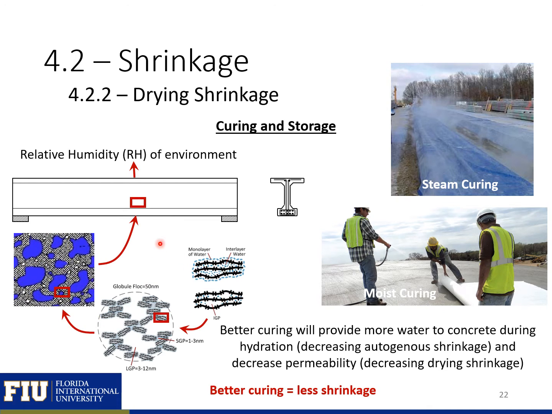It'll also mean that there's more water to hydrate the cement. So better curing is going to provide more water to the concrete during hydration, which will decrease the autogenous shrinkage, and we're going to have a denser concrete matrix towards the outside where we're curing. So this is going to decrease the permeability, which will decrease our drying shrinkage. So better curing is going to equal less shrinkage.